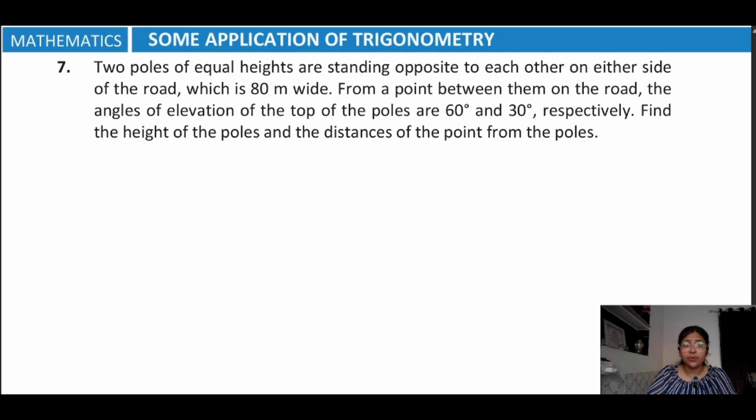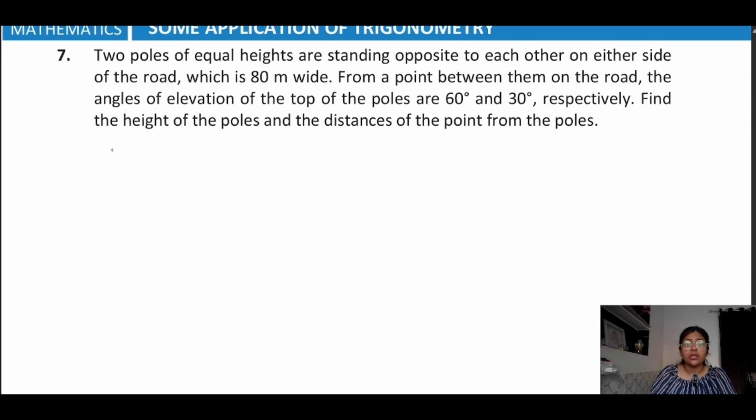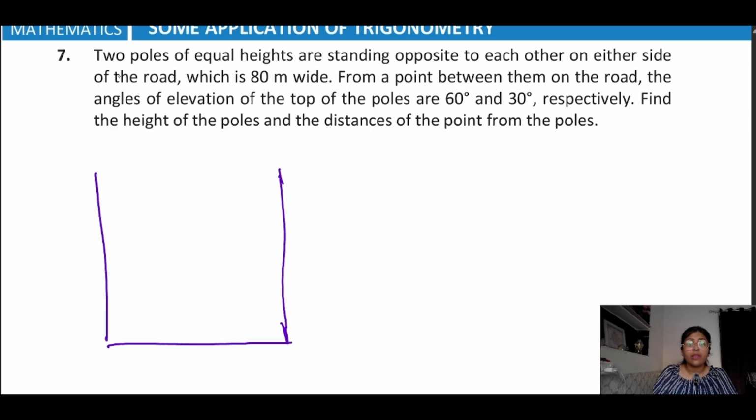Okay, I am making the figure only. Now you can do the rest of the calculation. Take a screenshot and try to solve by your own. Two poles of equal heights are standing opposite to each other on either side of the road, which is 80 meters wide.